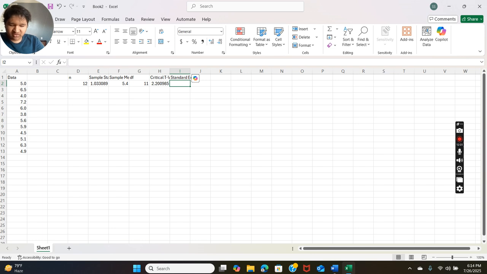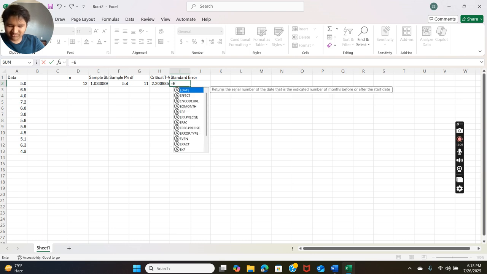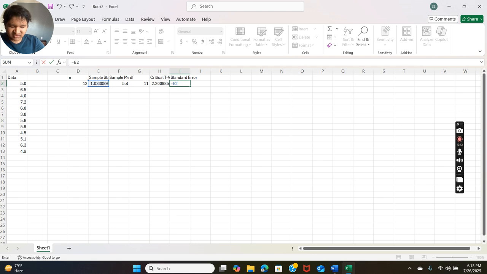So for that, we type equals. The sample standard deviation is in cell E2. Divide by is just your slash, just like in Desmos.